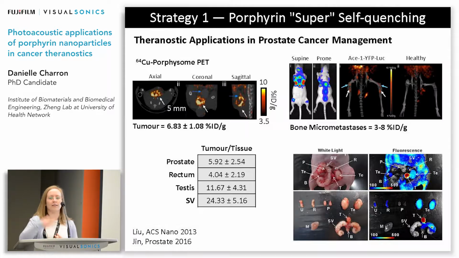Not only is there high deposition, there's also great contrast. So the tumor to healthy tissue ratio is very high. And so this really allows us to be able to delineate tissues. And what I would like to point out is that for PET, we're tracking all of the porphyrin. So whether it's in the nanoparticle or not, and then if we look at fluorescence, this is the recovery of porphyrin monomers after the porphysomes are dissociated within the tumor tissue and cells. And so we see that that contrast is maintained.